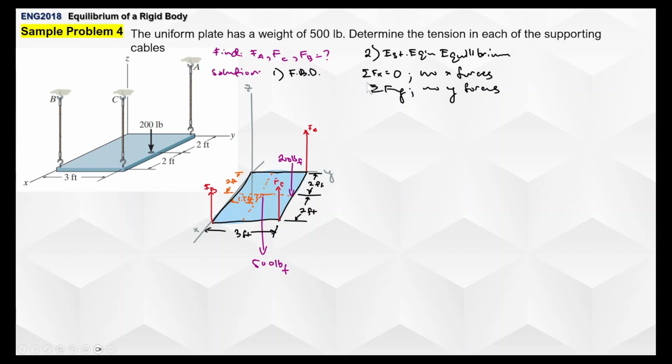So notice the summation of x forces is equal to 0 because there's technically no x forces here. There's also no y forces because there's no y forces here. So only z forces. So it's the sum of FA, FC, FB minus 200 minus 500. That will be our equation 1. Because we have 3 unknowns, technically we need 2 more equations to fulfill the 3 unknowns, 3 equations paradigm.